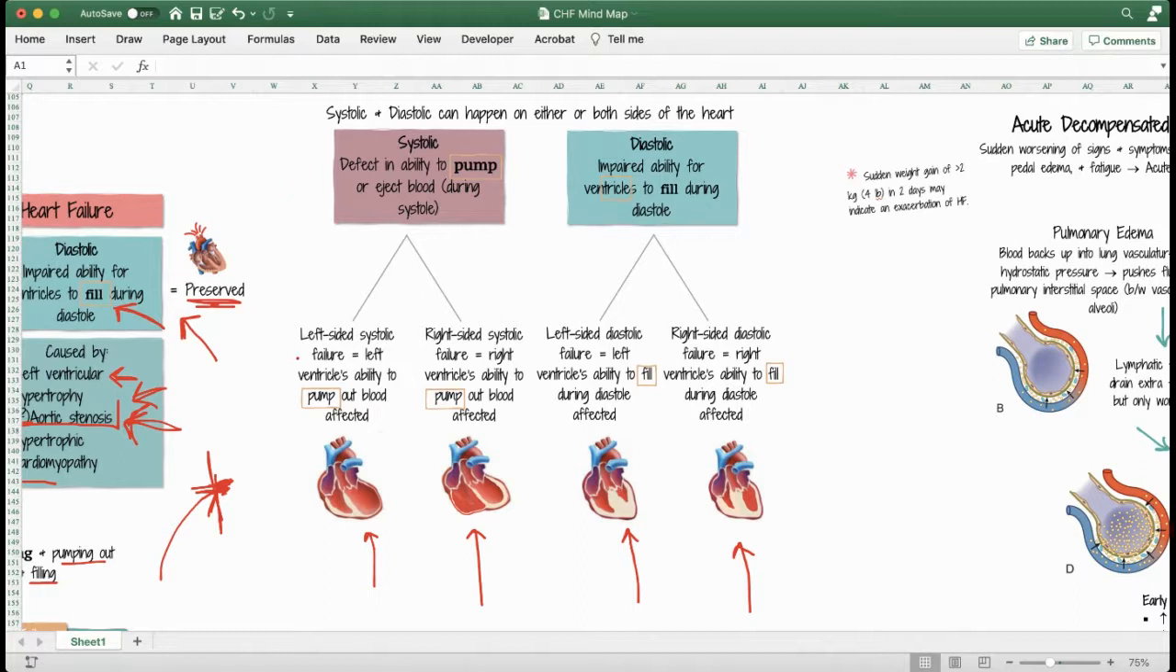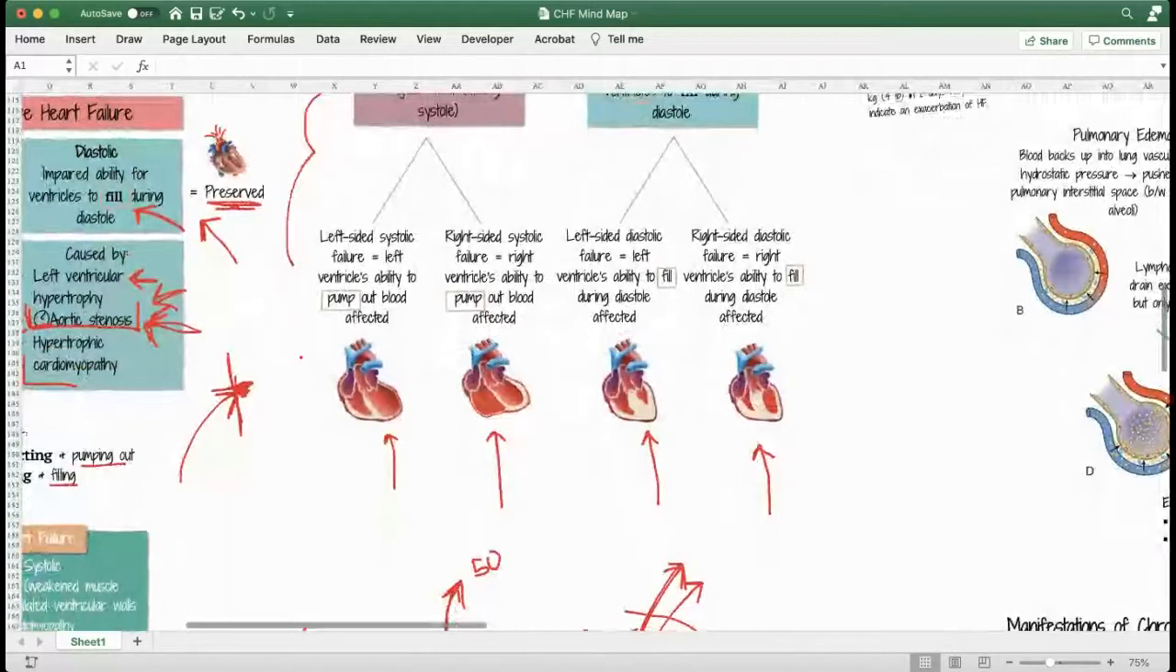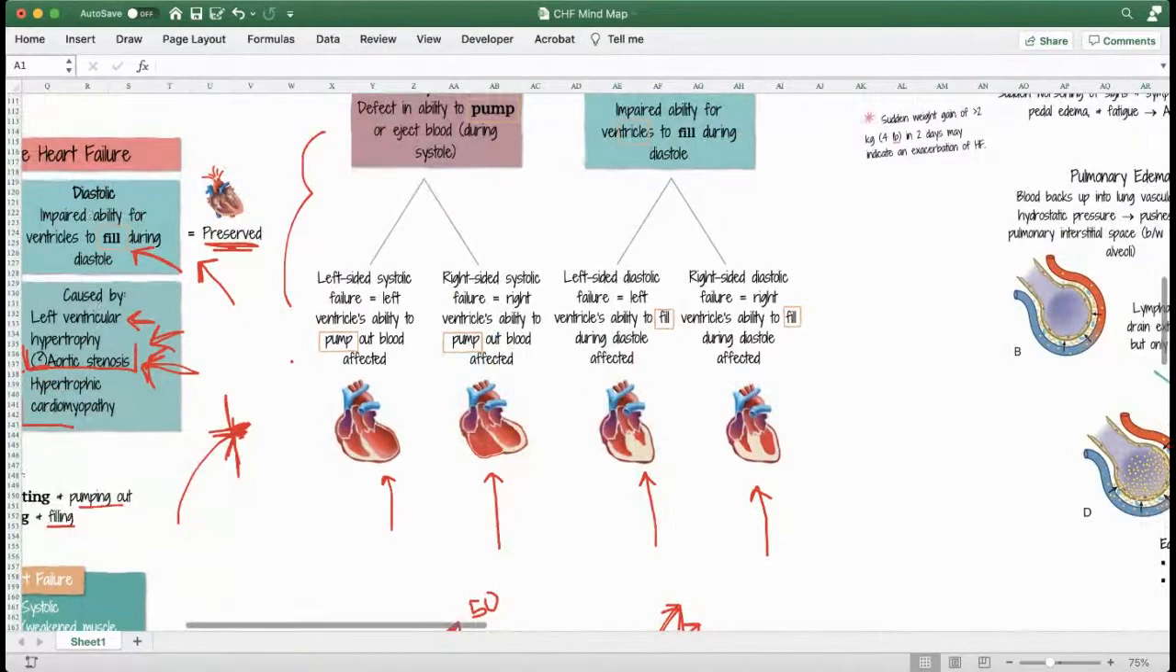So if you have, and I'm sorry if this is repetitive, but it's just really important, so I want to make sure everybody's getting it. If you have a left-sided systolic failure, it's the left ventricle has a pumping problem, okay, which we just talked about. But the right side can also have a pumping problem. For example, if you had a myocardial infarction on the right side and it caused problems with the muscle in the right ventricle, then you could have problems pumping from the right ventricle into the lungs. And that would still be a systolic or a pumping problem. It's just on the right side.